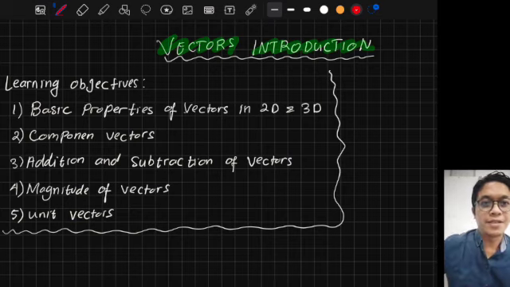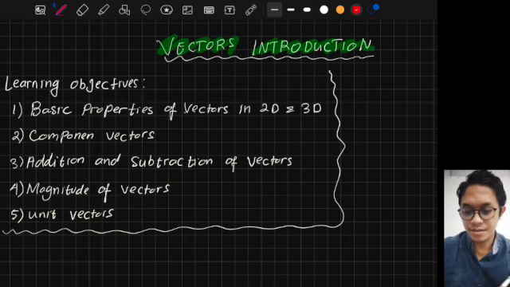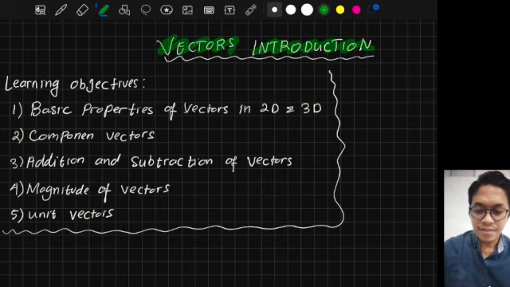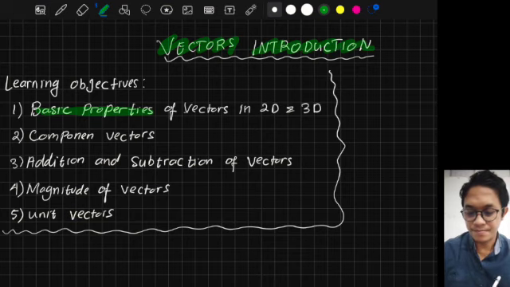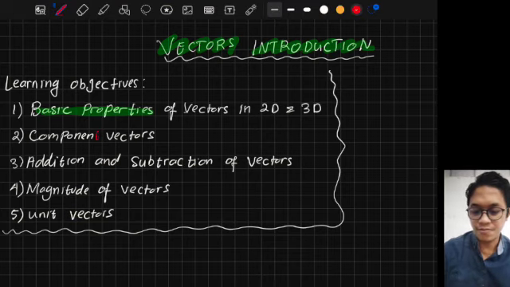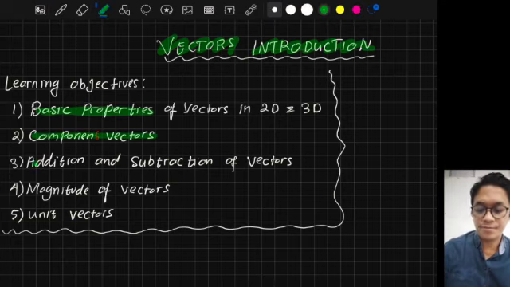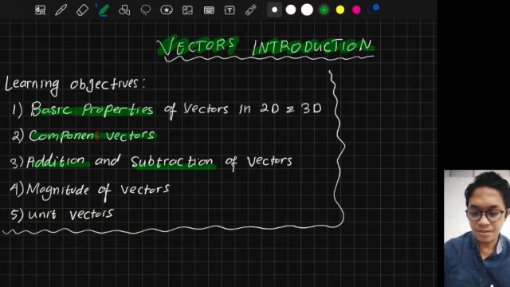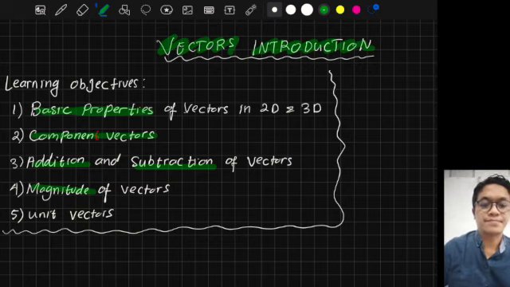Today we will discuss factors, the introduction to factors. The aims for this lesson are, as you can see here: the first one is to understand the basic properties of factors, both in 3D and 2D. The second one is the components of factors, to understand the components of factors. The third one is addition and subtraction of factors. Then how to calculate the magnitude of factors, and the last one will be the unit factors. Right, let's jump in.